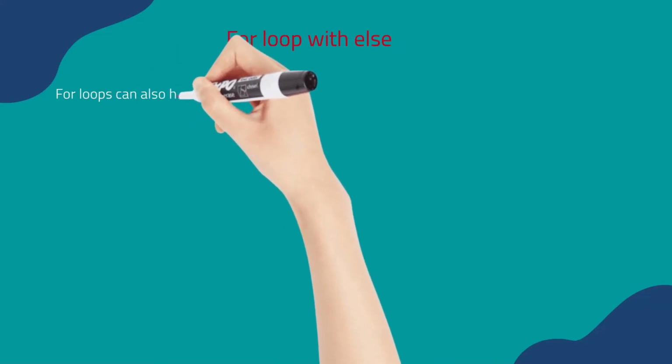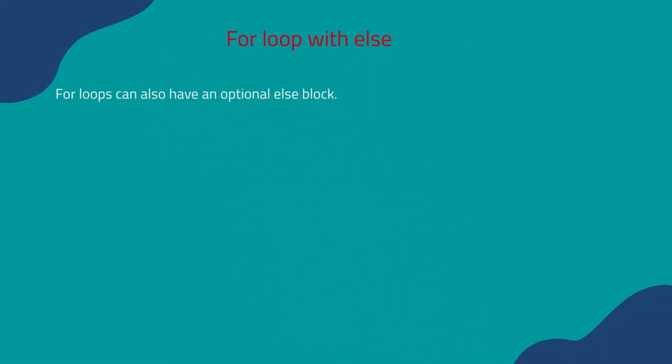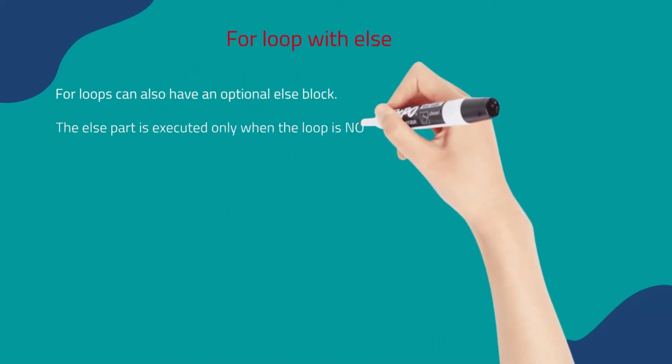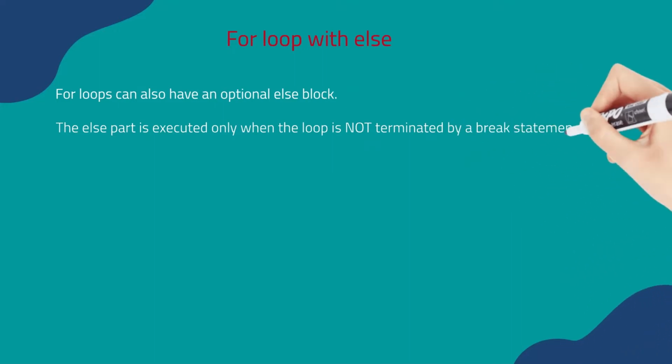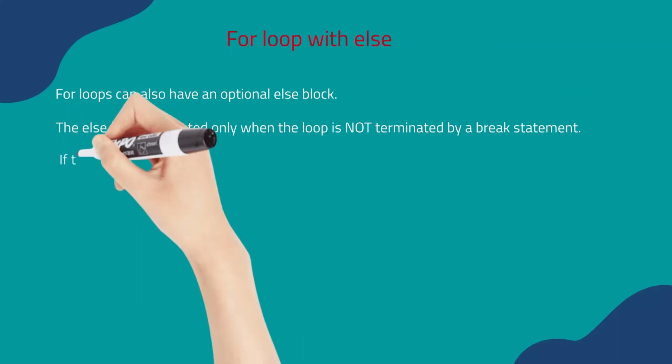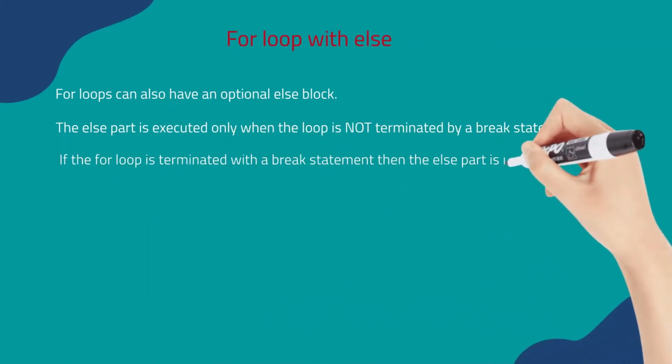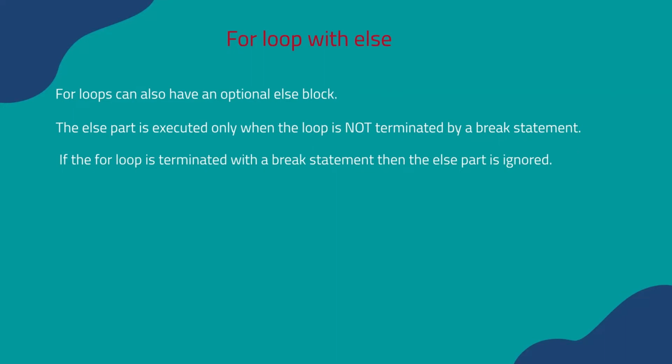For loops can also be used with an optional else block. The only condition for the else part to be executed is that the for loop is not terminated by a break statement. If the for loop is terminated with a break statement, then the else part is ignored.